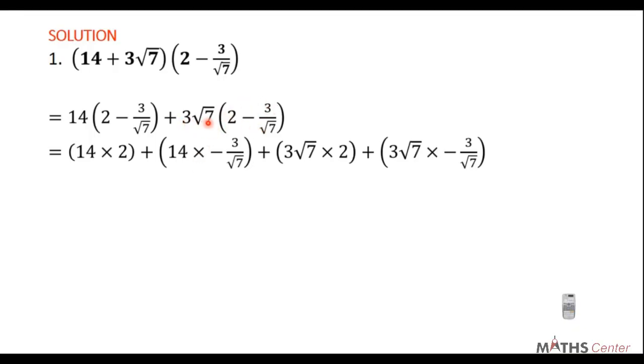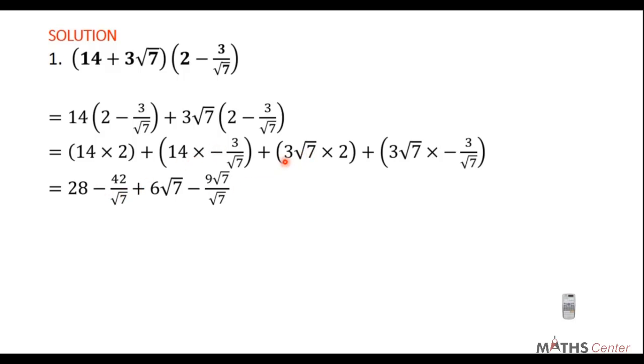We move on to this side. We have 3 root 7 times 2 in one bracket, then plus 3 root 7 times negative 3 over square root of 7 in the other bracket. So from here we deal with what is in the bracket. We know that 14 times 2 will give us 28. 14 times negative 3 over root 7: 14 will multiply 3 to give us 42, and you divide that by root 7. Since 14 here is 14 over 1, 1 times root 7 will give us root 7. There's the negative here, so we have the negative.